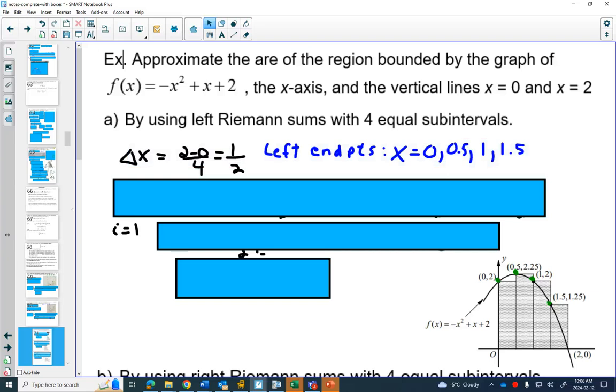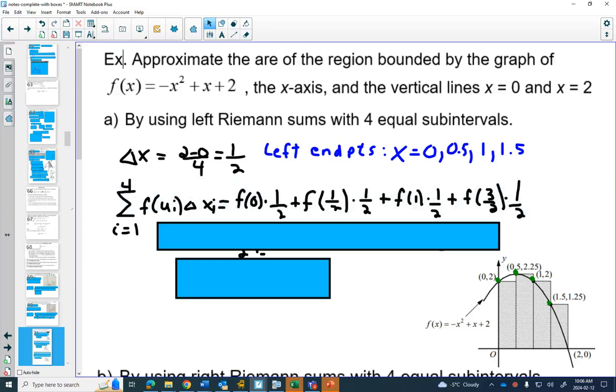This time, all of our changes in x are equal, so they're all a half. And if they're all a half, our left endpoints are 0, 0.5, 1, and 1.5. We can write out our sigma notation for this. Maybe because this is long, it's appropriate that we use u and have f(u) in the equation all the way through.